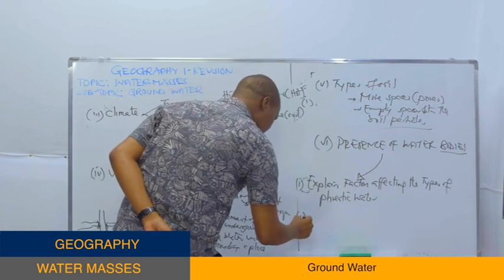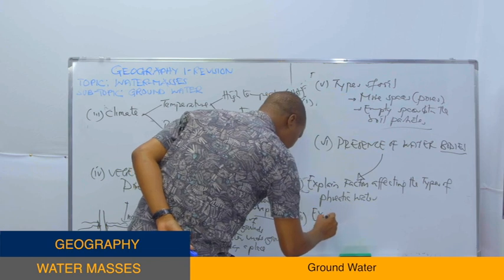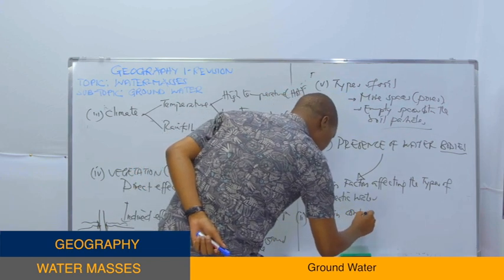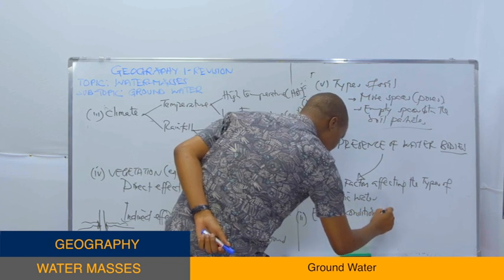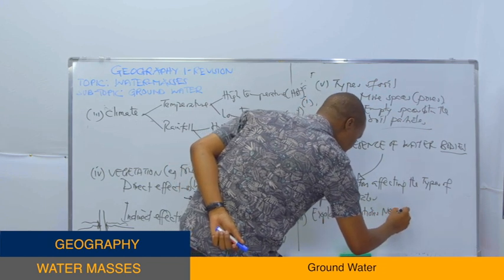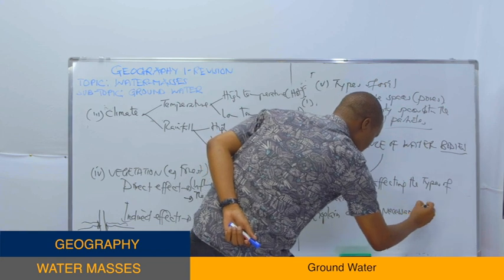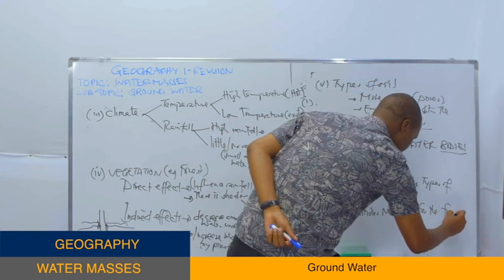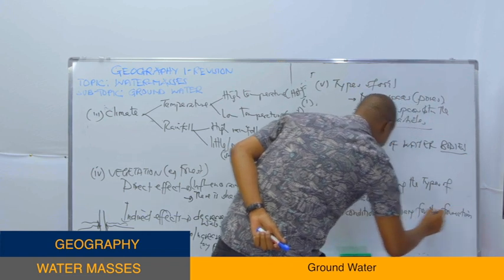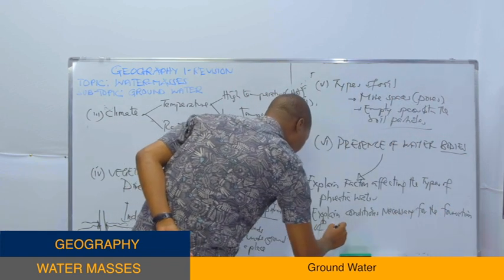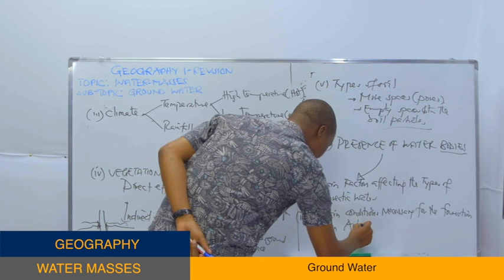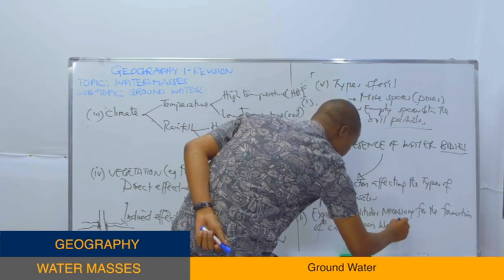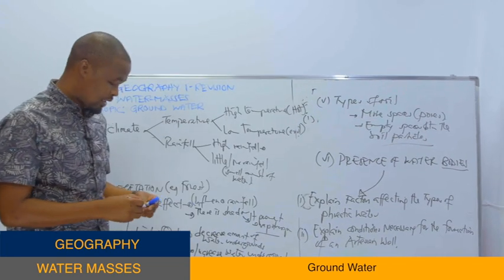The second question is: explain conditions necessary for the formation of an artesian well. Please go and read this, and I need the answers.